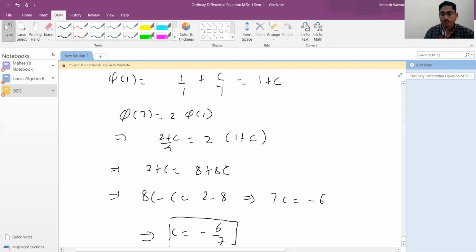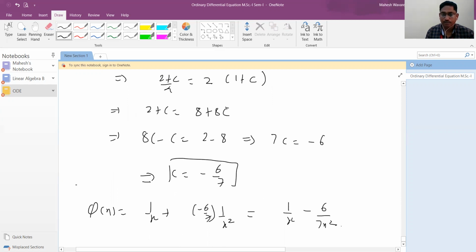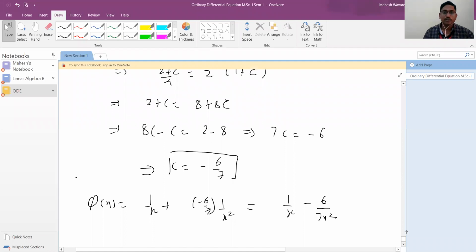Solution, we put it at that place. So phi of x is 1 by x plus c, where c is minus 6 by 7 upon x square. So the solution is 1 by x minus 6 by 7 x square. The solution satisfies the given conditions. When you put phi of 1 and phi of 2, it will satisfy your condition. If it satisfies, then you can say that your solution is okay.